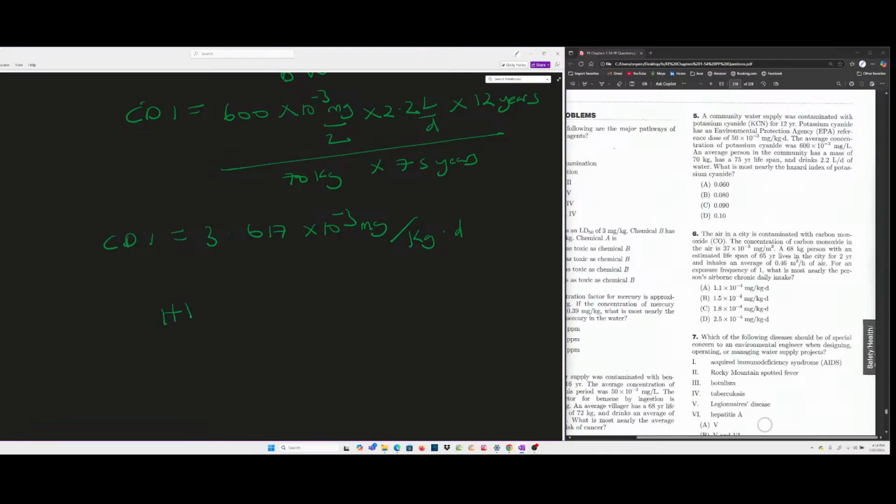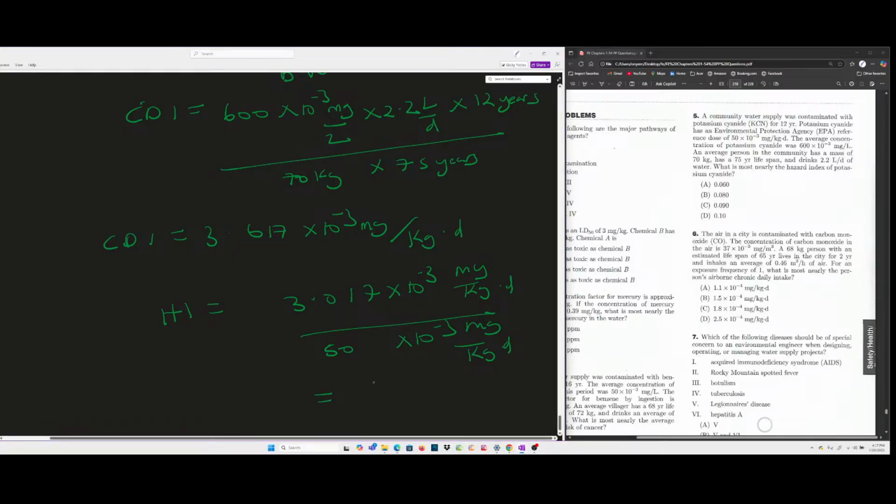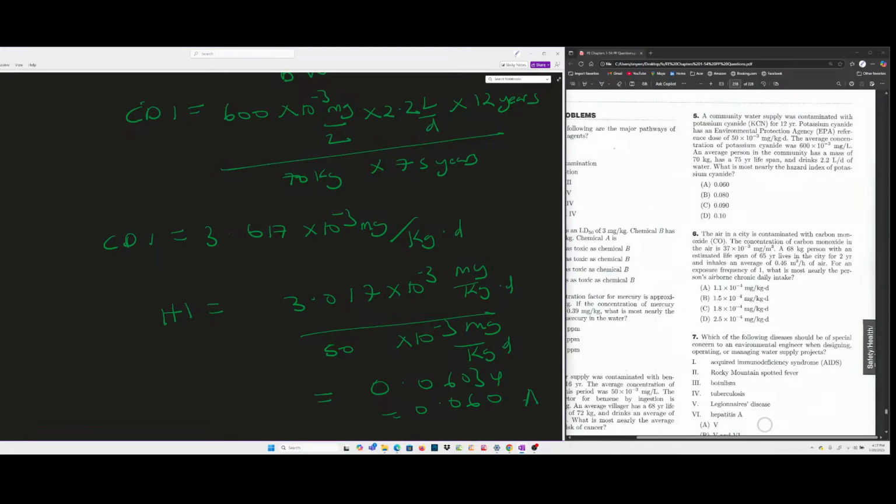Now we have the CDI. We are looking for the HI, which is the risk factor. So 3.017 multiplied by 10 raised to the power minus 3 milligrams per kilogram per day divided by 50 times 10 raised to the power minus 3 milligrams per kilogram per day. So this is equal to 0.06034, or 0.060, and our answer is A. So that's how we solve it.